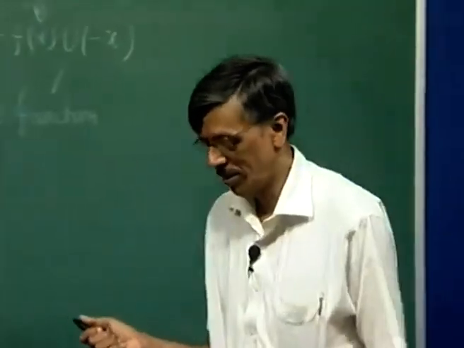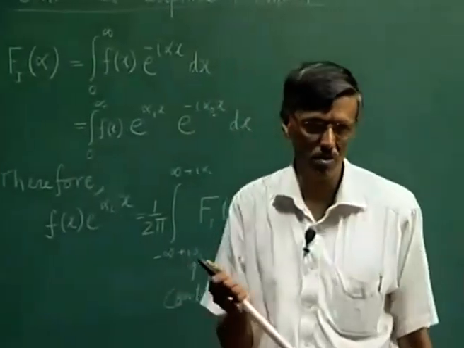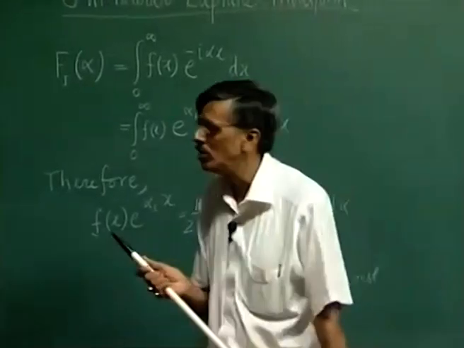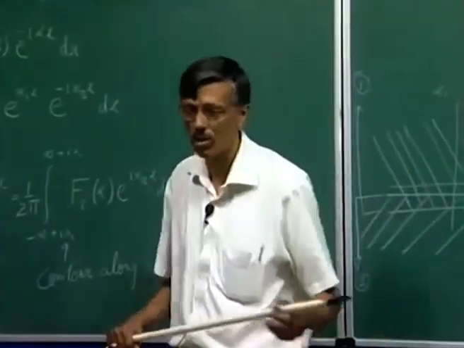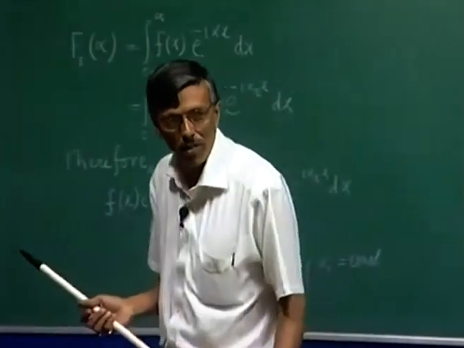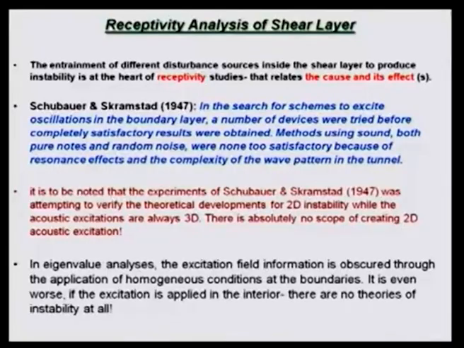Okay, in the last class, we made some remarks about the shortcoming of eigenvalue analysis, and we proposed that instead we would look at receptivity analysis of shear layer. We are still confining our attention to viscous instability mechanism, because that is all encompassing. The study would also include the inviscid modes, as you have seen from the Orr-Sommerfeld equation. So, what you do in receptivity study is basically you relate cause and effect. That is what we said.